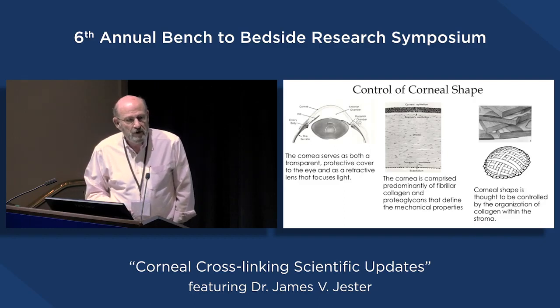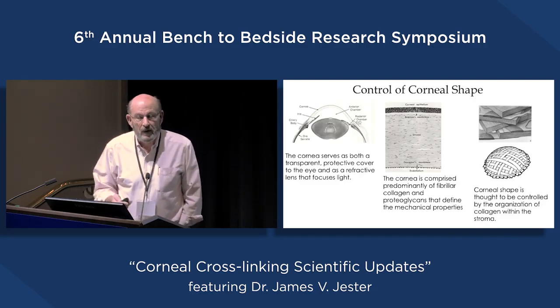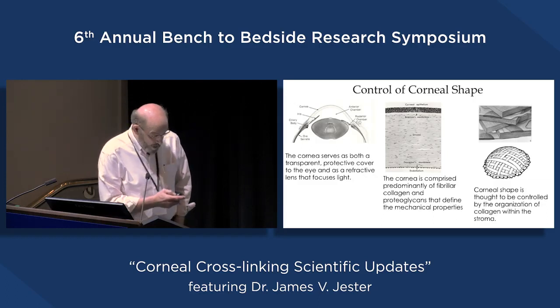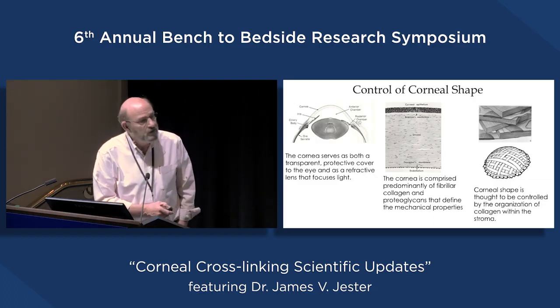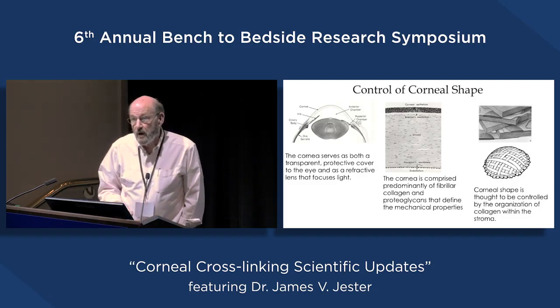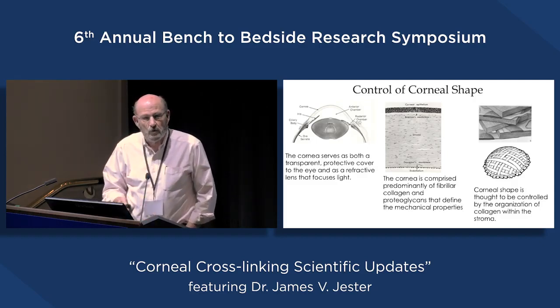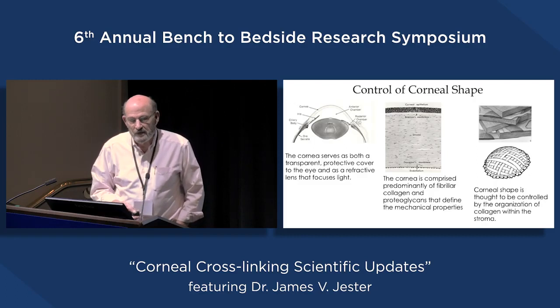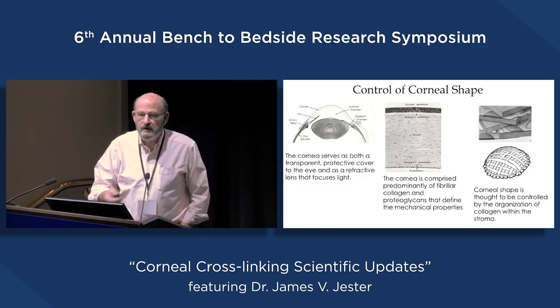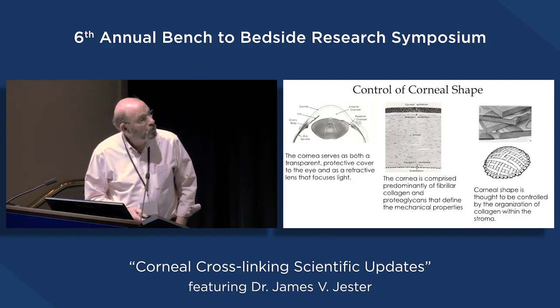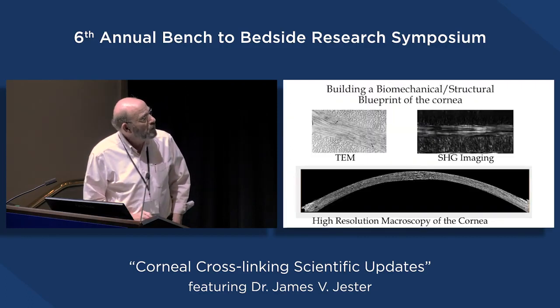The shape of the cornea is thought to be controlled by the biomechanics, predominantly involving the corneal stroma, which is 90% of the thickness, and which is composed, again predominantly, of fibrillar collagen. These fibrils are organized into bundles, which we call lamellae, which are ribbon-like things, and the weaving of these ribbons then controls the shape and the mechanics of the cornea.